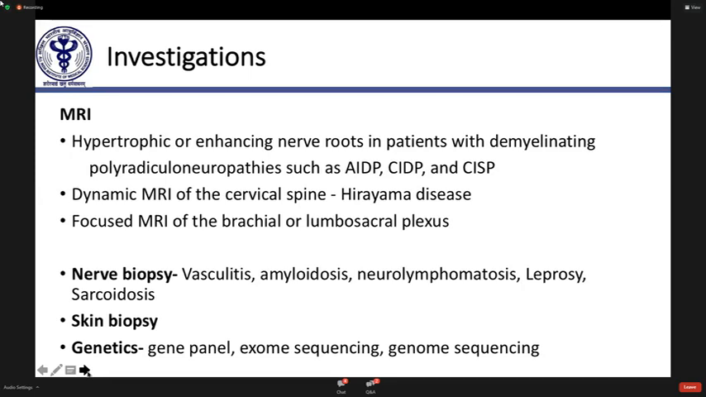Nerve biopsy, which we are doing less and less commonly. To be honest, the main reasons we do a nerve biopsy are these five conditions: vasculitis, amyloidosis, neurosarcoidosis, leprosy.